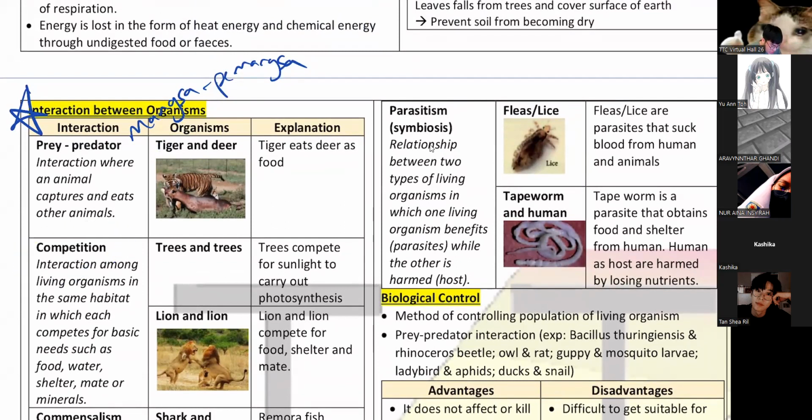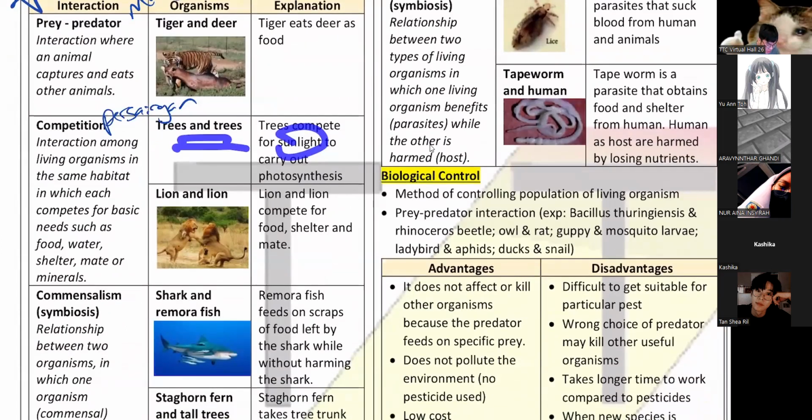Next is competition. This is persaingan. This is when you and me, we are the same strength, so we compete. What do they compete for? Plants compete for sunlight. Animals compete for food, shelter, and mate. They fight for girls. Two guys fighting for the same girl. That's actually called simping, but hey, this is competition.